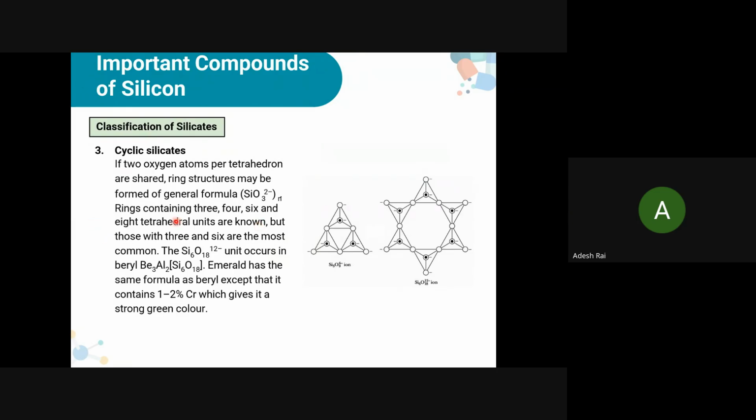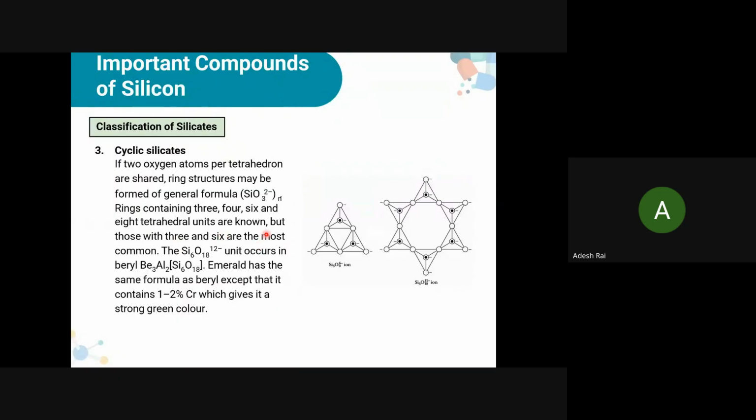Is that clear? Rings containing 3, 4, 6, and 8 tetrahedral units are known, but those with 3 and 6 units are the most common. The Si6O18^12- unit occurs in beryl. So this is the silicate which exists. Emerald has the same formula as beryl except that it contains 1 to 2% chromium, which gives it a strong green color. This is just from a data point of view.